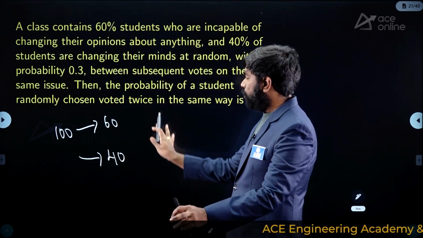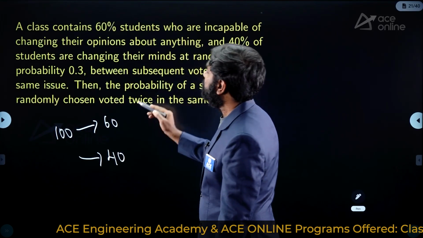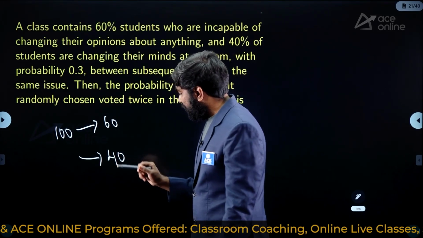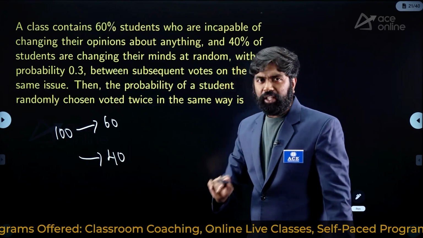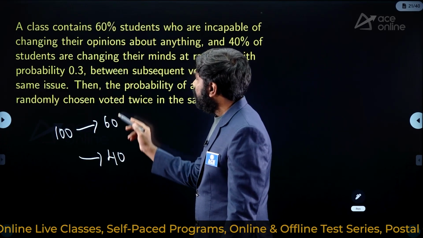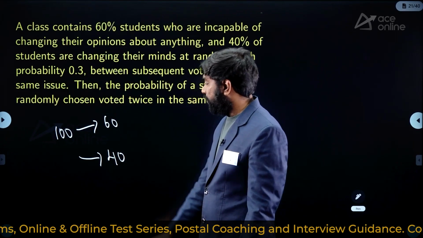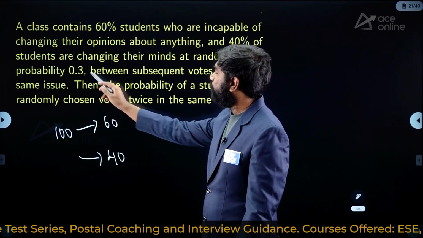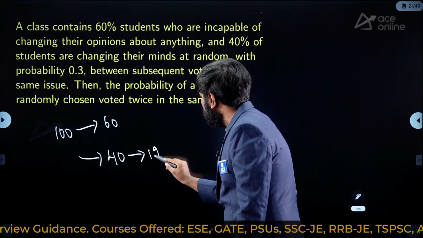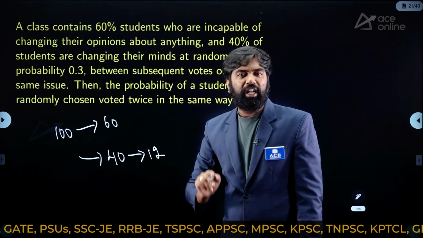So let me talk about this in a detailed way. There are 40% students who are changing their minds with probability 0.3. So what is the meaning of this? In this 40%, with probability 0.3, they are changing their opinion. Probability 0.3 means it's 30%. So what is 30% of this 40? You just multiply 40 with 0.3, and you will get 12. So if there are 100 students, then among them there are 12 students who change their opinion after voting.